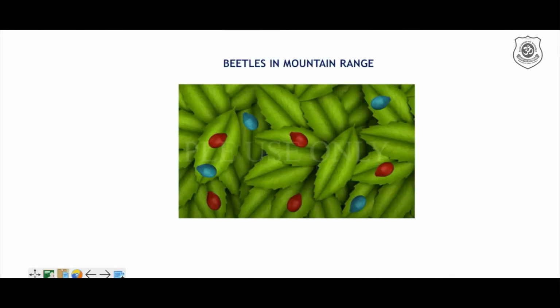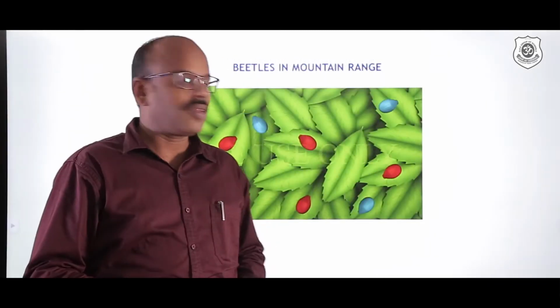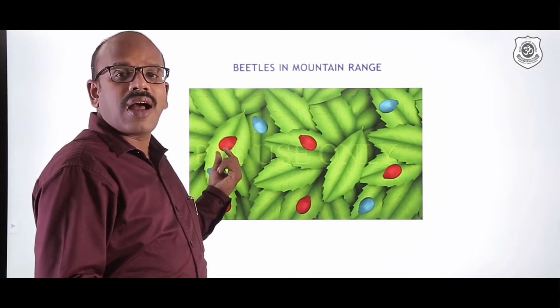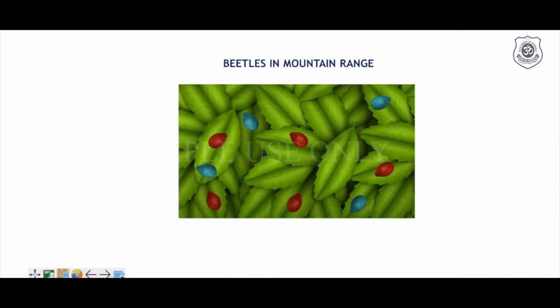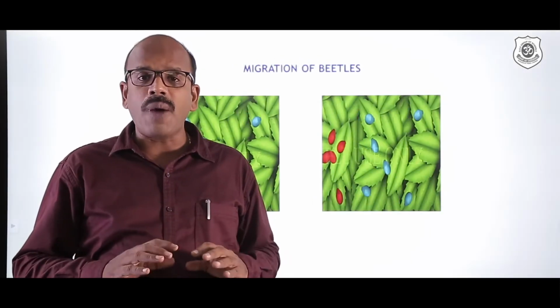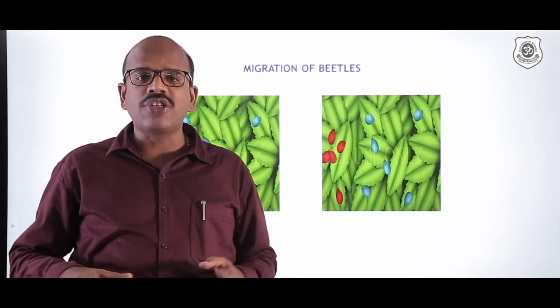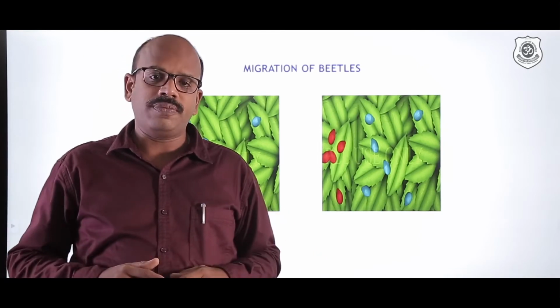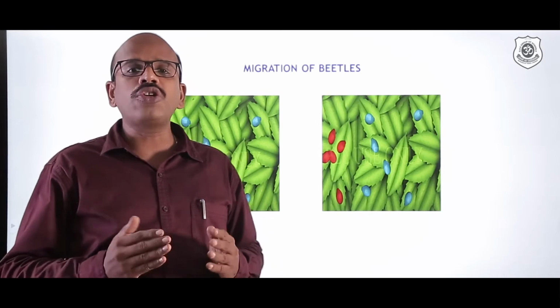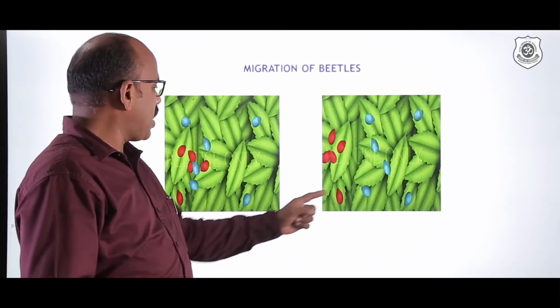Now, let us see the population of the beetles that we have discussed in the variation. These are the population of beetles with two types of color. One is a red color and the other one is a blue color. Now, this population of beetles is going to be in a mountain range, for example. And this population is going to mingle with each other and move around. We assume that these beetles are going to get segregated, somewhat like this.